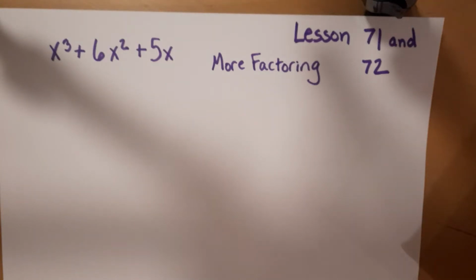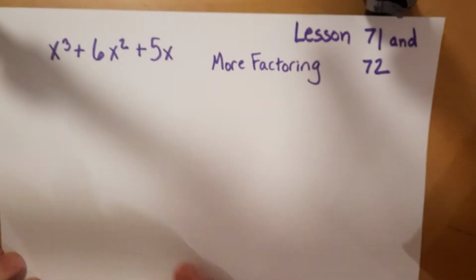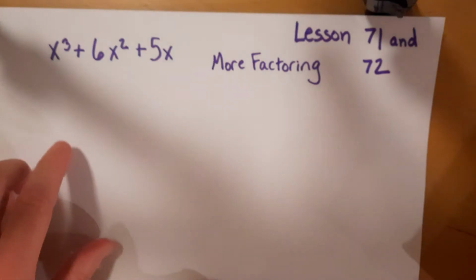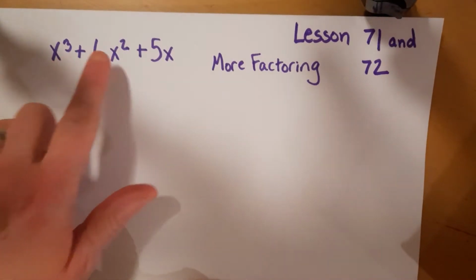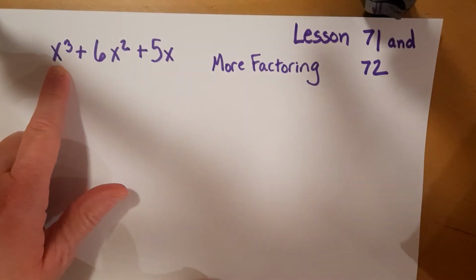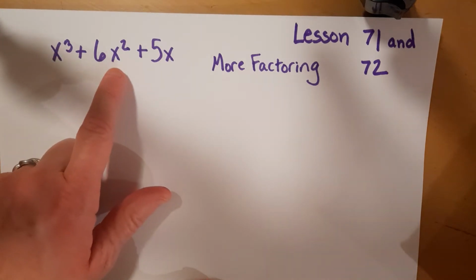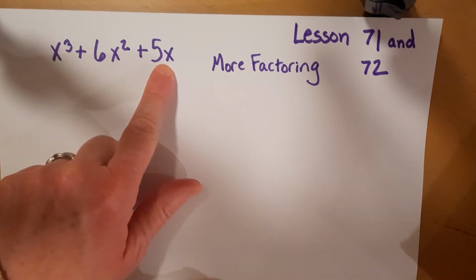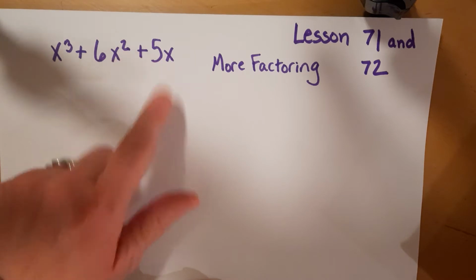Okay, lessons 71 and 72 talk again about factoring. We already talked about factoring trinomials. Now this one looks a little bit different. When we factor a trinomial, we want the first term to be an x squared, the second one to have just an x, and the third one to have just a number. But we can see that this is not set up that way.